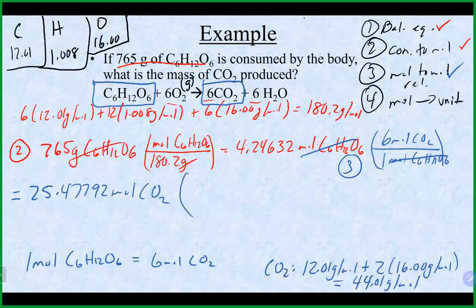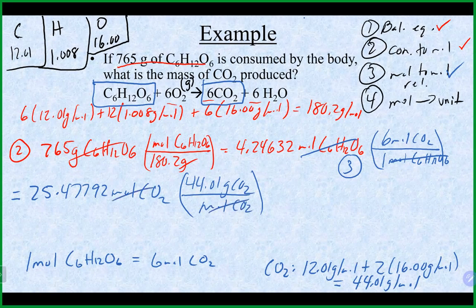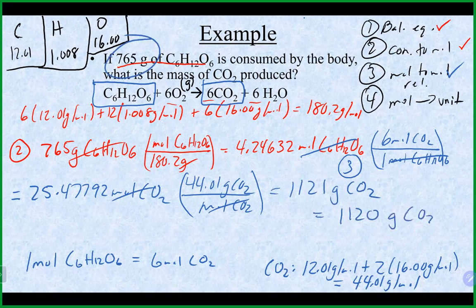We're going to use that as a conversion factor here. Grams go on top: 44.01 grams of CO2 in a mole. The moles cancel, times 44.01, which gives us about 1121 grams of CO2. Thinking about significant figures, the only number given there has 3 significant figures, so maybe a final answer of 1120 grams of CO2. And that would be step number 4.